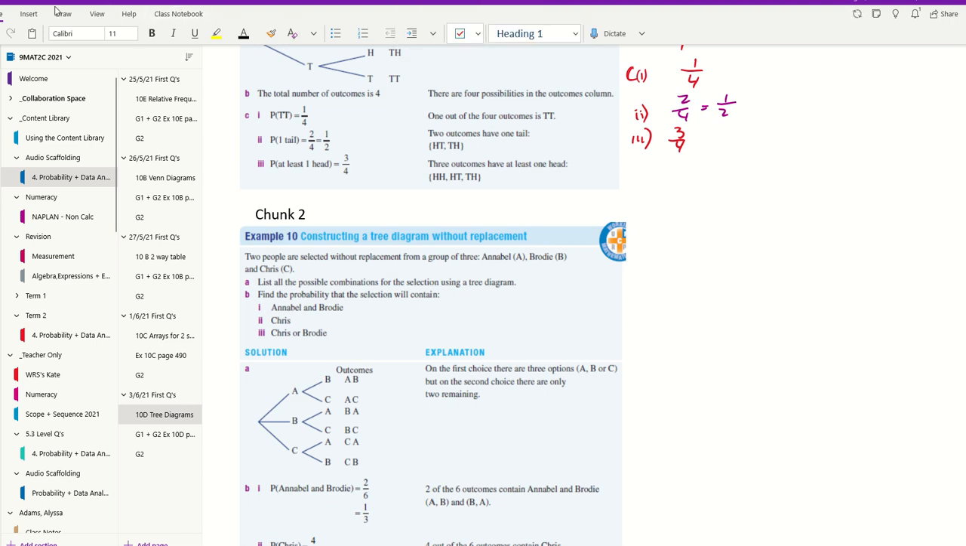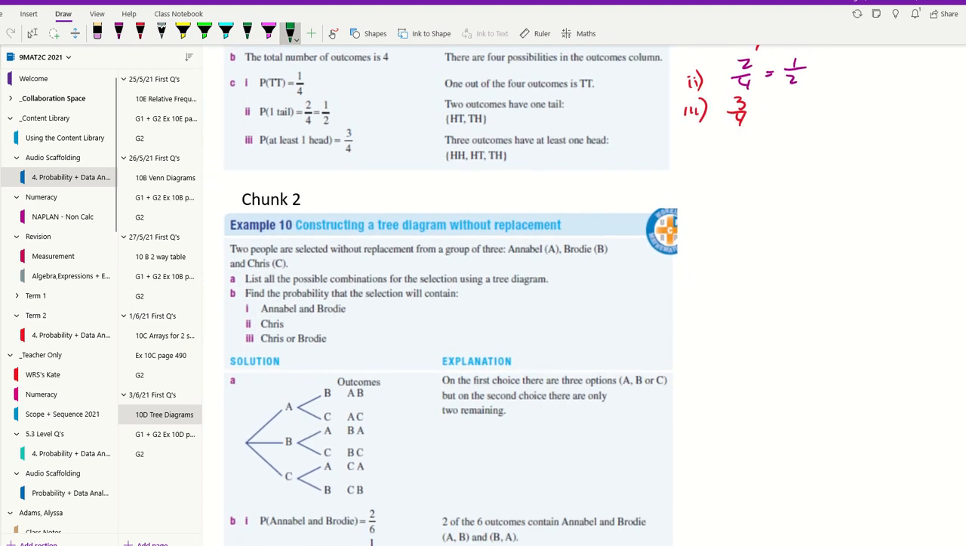Okay, in chunk two, what we're looking at is constructing a tree diagram without replacement. So in our question here, two people are selected without replacement from a group of three. So we've got three people, Annabelle, Brody and Chris, A, B, C. List all the possible combinations for selection using a tree diagram.